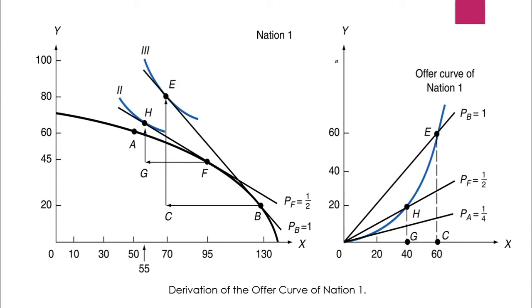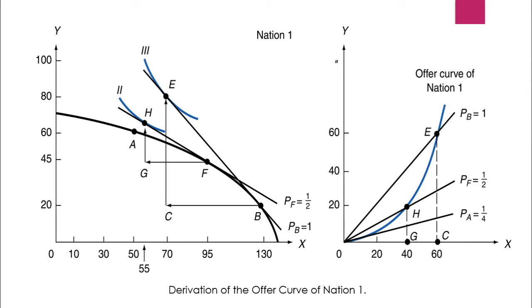So 40 units of X is exported to the international market when terms of trade is denoted by PF, and it is importing 20 units of Y from the international market because it is producing only 45 units of Y and it is consuming nearly 65 units of Y. So the new export-import combination corresponding to the new terms of trade PF, that is 40 units of X and 20 units of Y, in the next figure, that combination is denoted by point H.